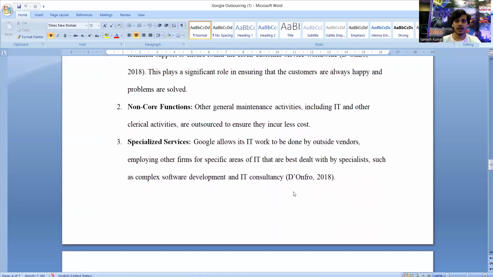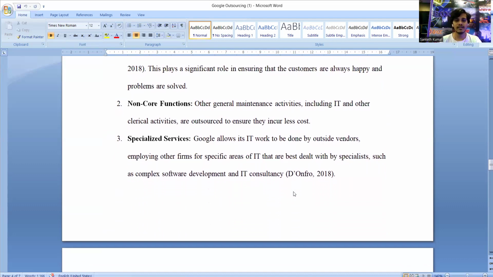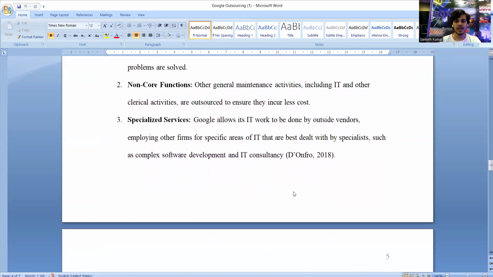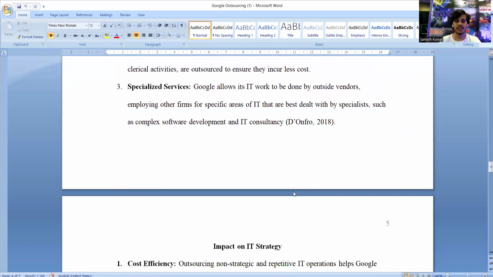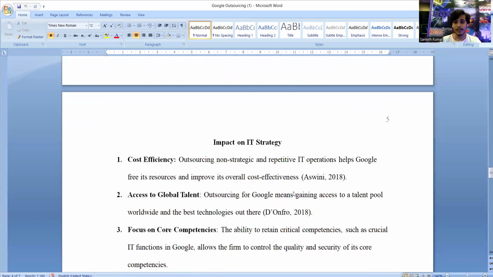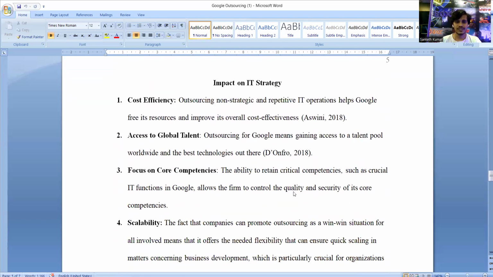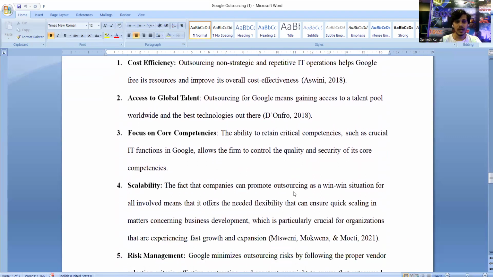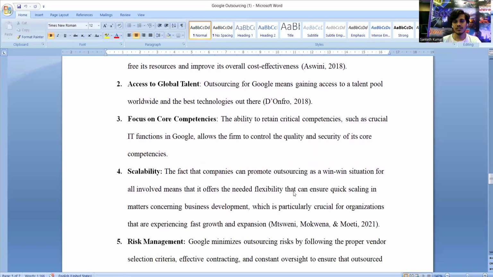Non-core functions. Other general maintenance activities, including IT and other clerical activities, are outsourced to ensure they incur less cost. Specialized services. Google allows some of its IT work to be done by outside vendors, employing other firms for specific areas of IT that are best dealt with by specialists, such as complex software development and IT consultancies. Impact on IT strategy, cost efficiency. Outsourcing non-strategic and repetitive IT operations helps Google free resources and improve its overall cost effectiveness. Access to global talent. Outsourcing for Google means gaining access to a talent pool worldwide and the best technologies out there.